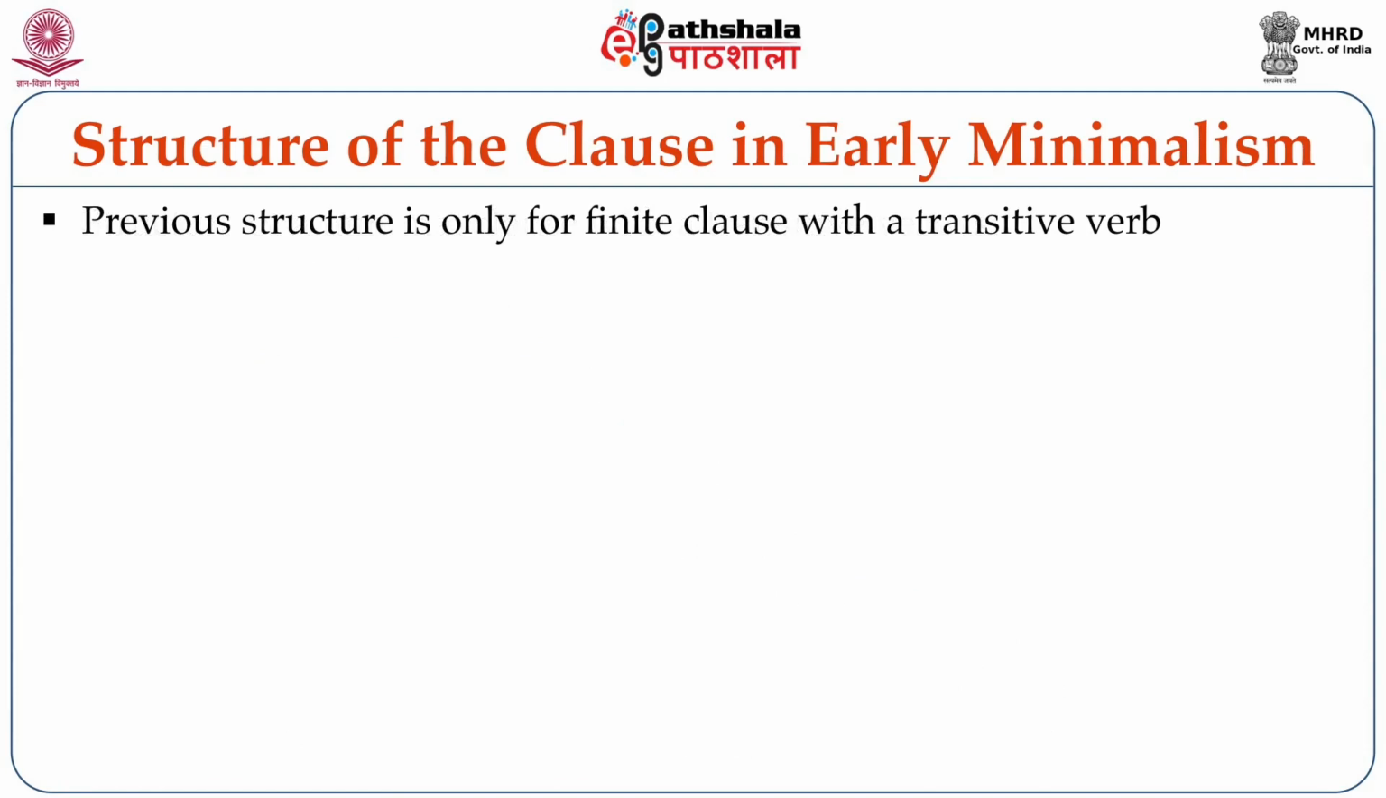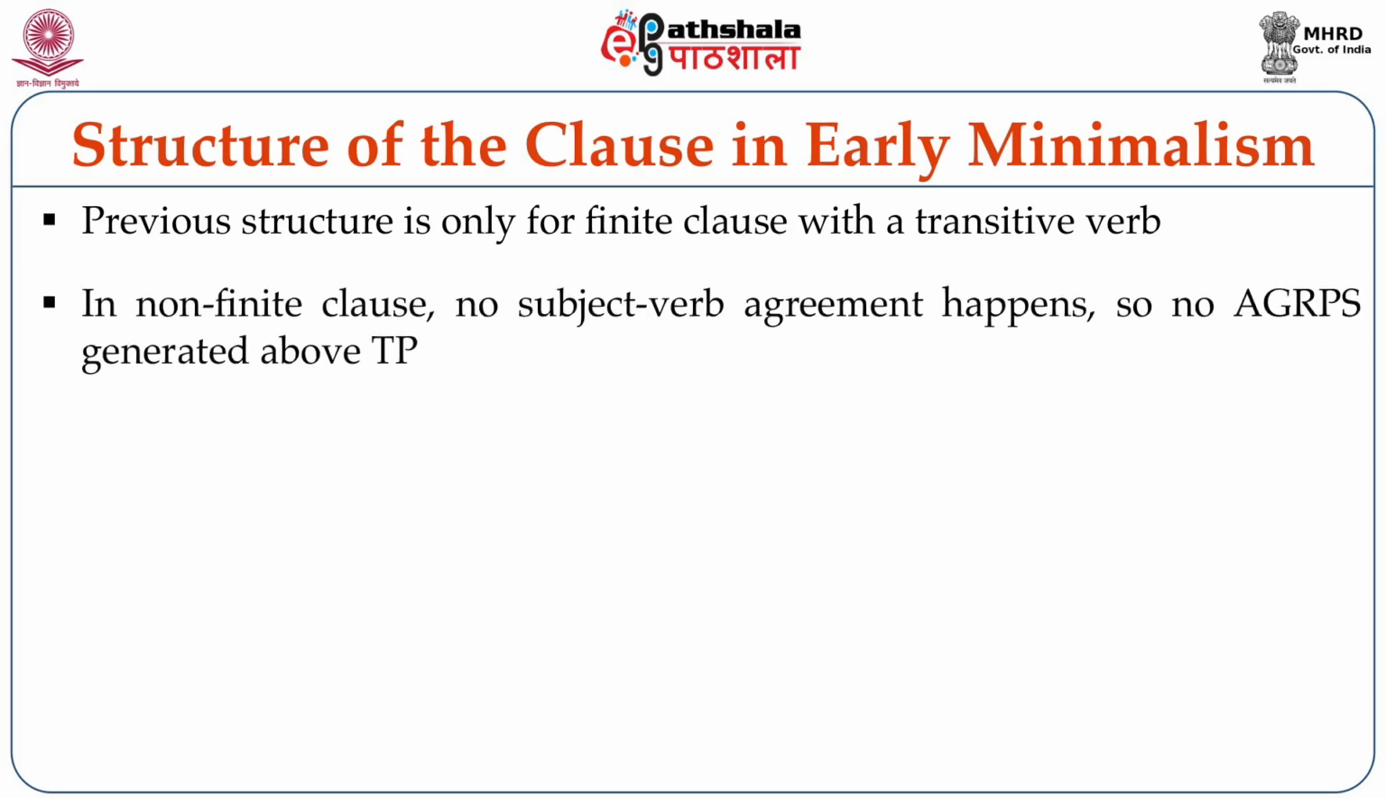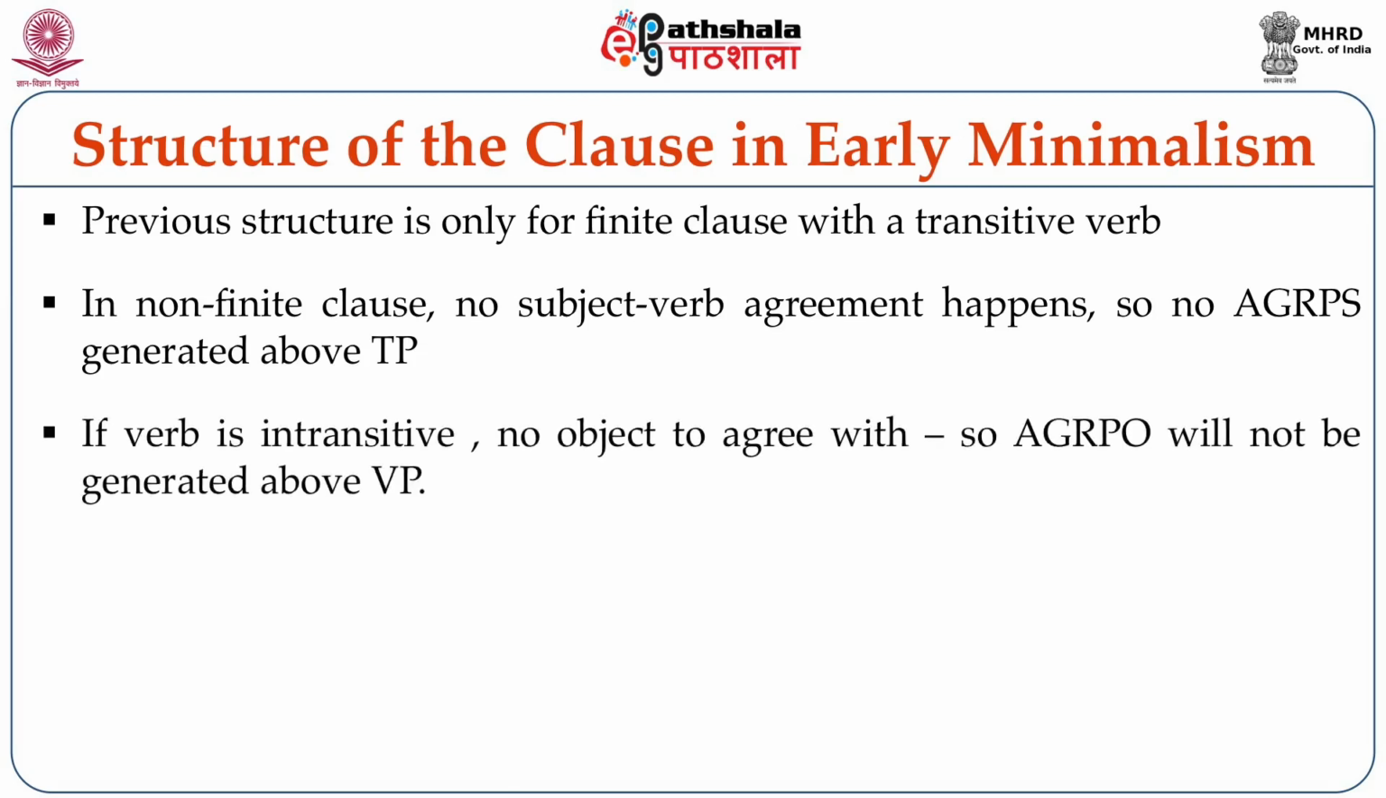The big structure seen on the previous screen is applicable only for a finite clause with a transitive verb. It is important to note that in non-finite clauses, we do not have subject-verb agreement, so there is no need for an AGRSP generated above TP. Also, if a verb is intransitive, then there is no object to agree with, and hence we do not need an AGROP layer above little vP. If our verb is intransitive, then we also do not have the little vP layer.